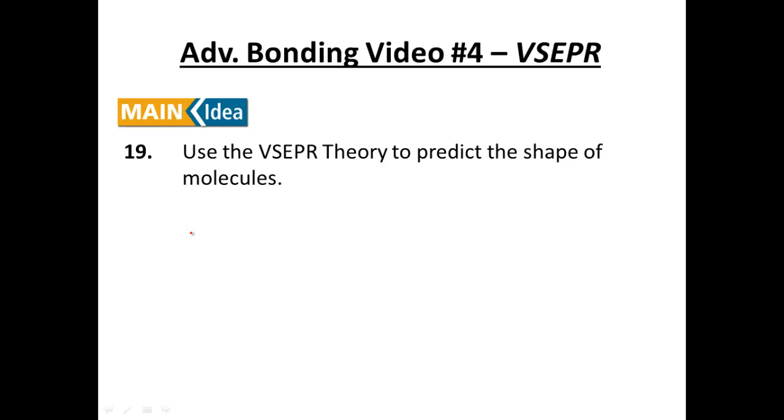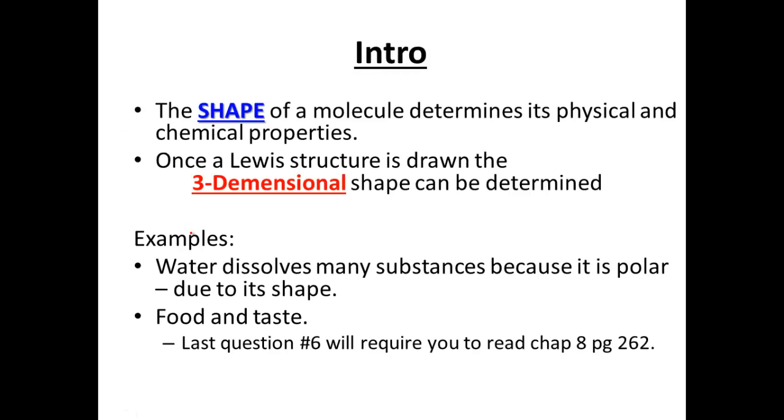VSEPR is going to be the way that we can predict the shape of molecules, because the shape of the molecules determines many of the properties of the compound. And so the shape is going to determine many of the physical and chemical properties of the molecule. Once the Lewis structure is drawn, we can get a three-dimensional shape of the object. So we're going to be trying to think of these in three-dimensional terms.